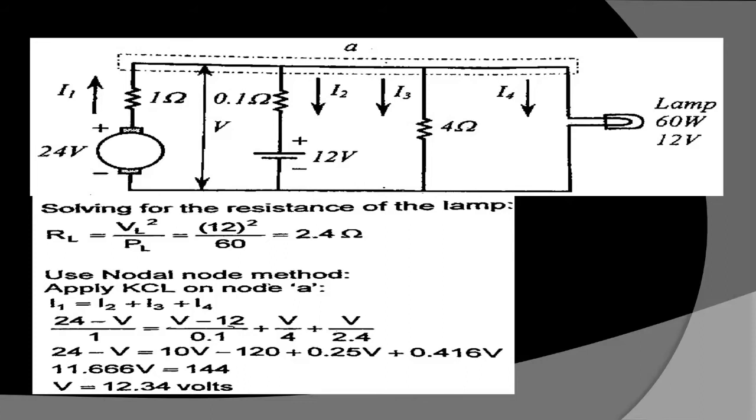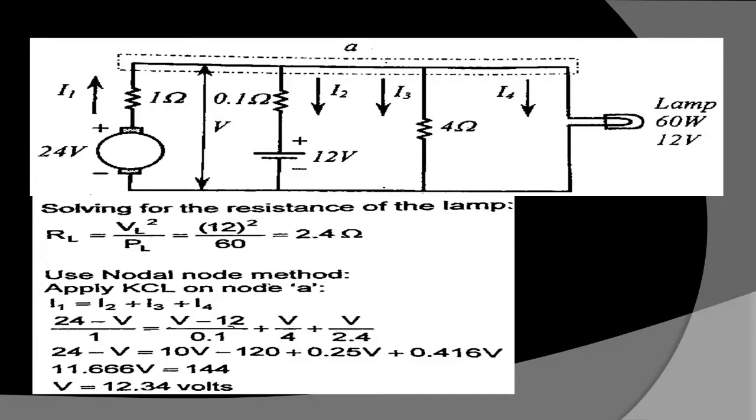Okay, let's take a look at the solution from the book. There will be no problem. Solving for the resistance of the lamp, RL is VL squared over PL. That's already given: 12 volts squared over 60. So the answer here is 2.4 ohms. That is for the lamp. As you see here, the rightmost part of the circuit.